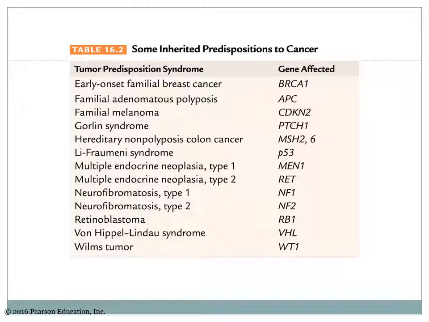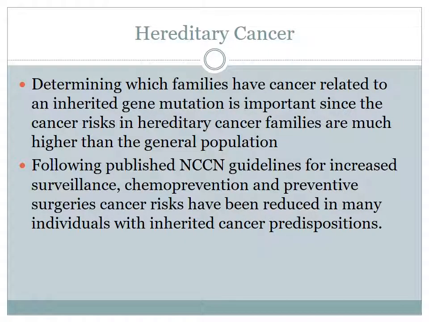This only occurs in 5 to 10% of cancers. This slide is showing you some inherited predispositions to cancer and some of the genes that are affected. Determining which families have cancer related to an inherited gene mutation is important, since the cancer risks in hereditary cancer families are much higher than the general population. Following the published NCCN guidelines for increased surveillance, chemoprevention, and preventative surgeries, cancer risks have been reduced in many individuals with inherited cancer predispositions.